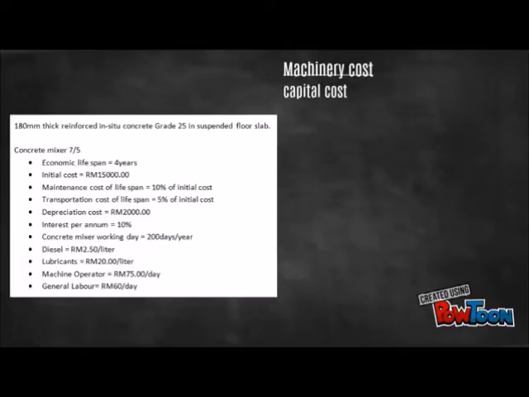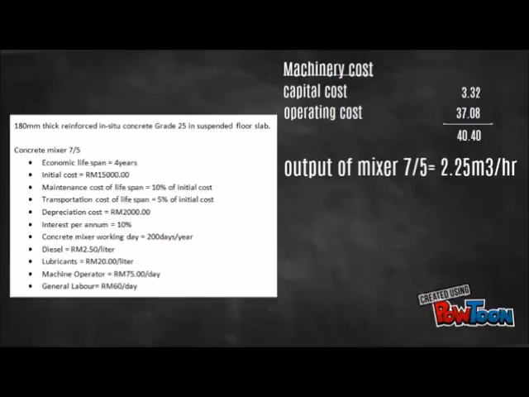Total up the capital cost, operating cost, and divide the output of mixer to get cost per meter cube.